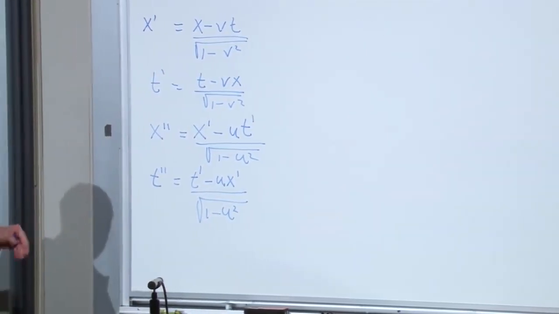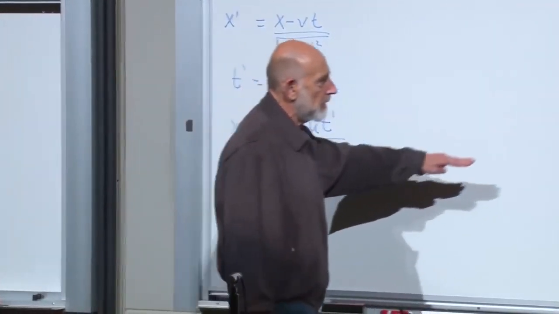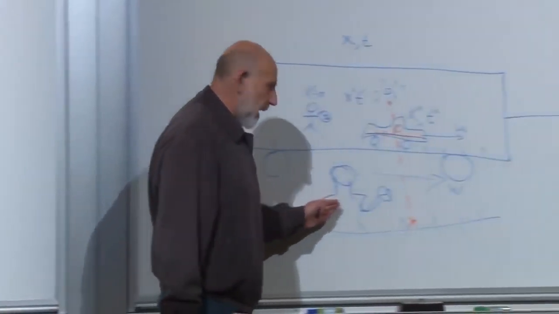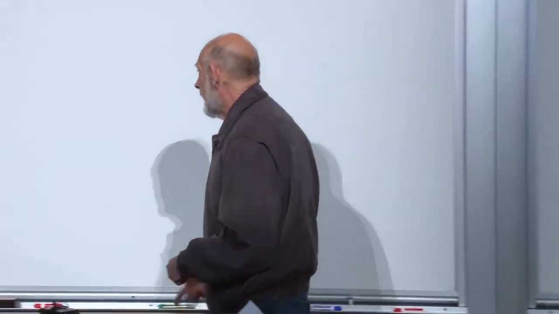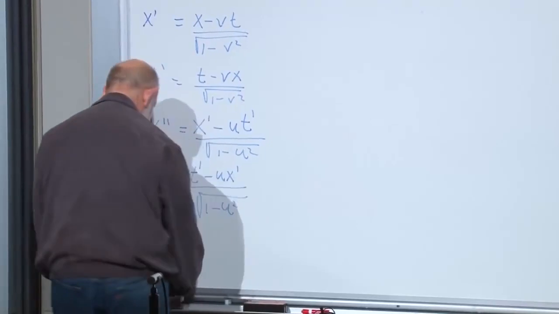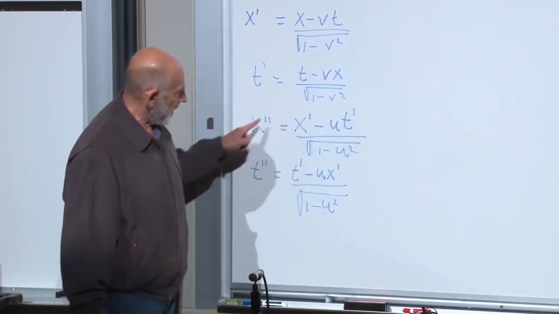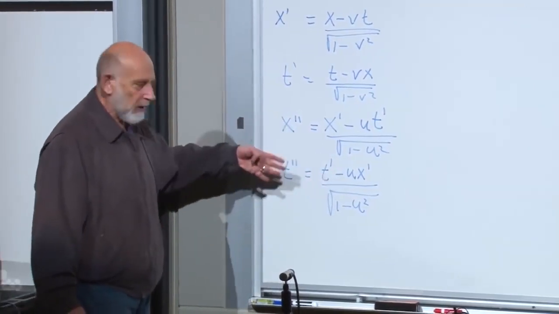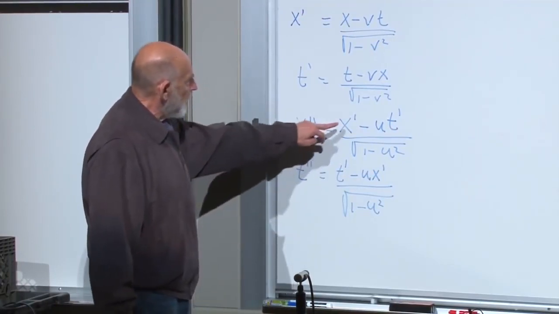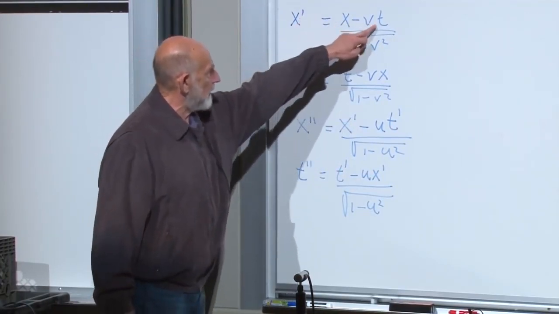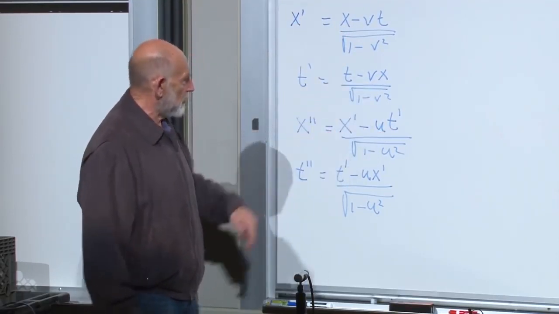All right, so now how do we find the connection between the double primed coordinates in the car, and the unprimed coordinates at rest in the railroad station? And that's simple. All we do is, let's take this equation over here. Let's focus on this one. The time equation also works out very nicely, but let's focus on the space equation here. We know what x prime is in terms of x and t, and we know what t prime is in terms of x and t. So all we have to do is to plug in.